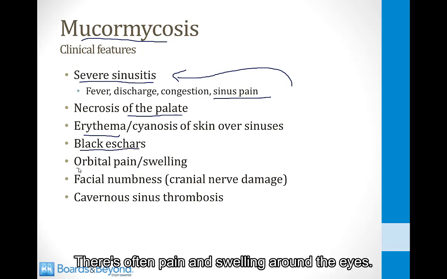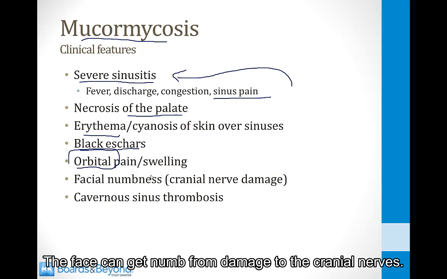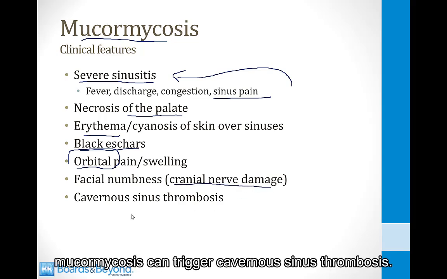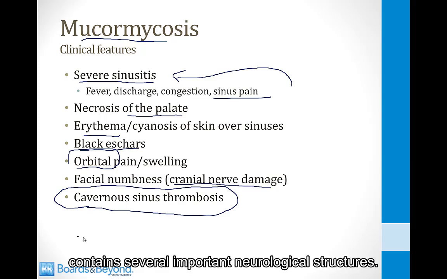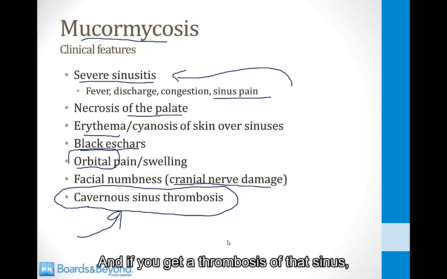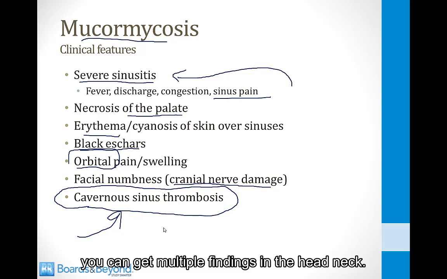There's often pain and swelling around the eyes. The face can get numb from damage to the cranial nerves. And then finally, mucormycosis can trigger cavernous sinus thrombosis. I talk about this in the modules on neurology, but the cavernous sinus contains several important neurological structures, and if you get a thrombosis of that sinus, you can get multiple findings in the head and neck.